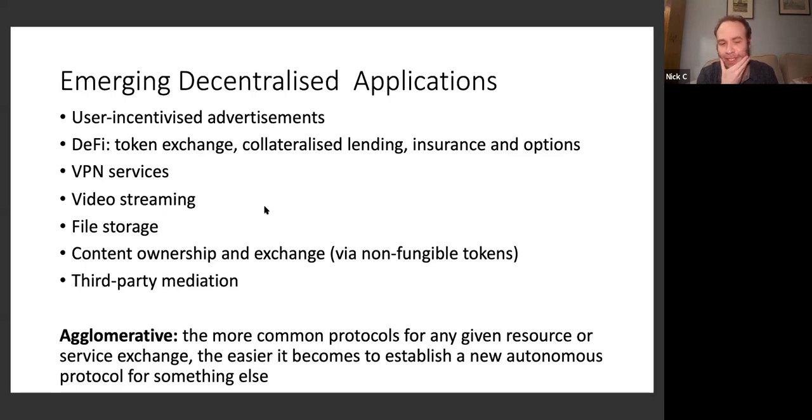And I think an important feature of this, and this is a bold prediction on my part, is that the more common protocols for any given resource or service exchange become, the easier it will become to establish a new autonomous protocol for something else. I think the existence of stable coins is one way in which these things are going to become easier, because you no longer have to deal with highly volatile tokens when interacting with these services. In other words, if you can crack decentralized currency exchange and trade, then suddenly lots of other things that require resources of various kinds can be paid for, and they can increasingly be paid for automatically using smart contracts. So there's increasingly less reliance on some kind of trusted third party to manage these things.